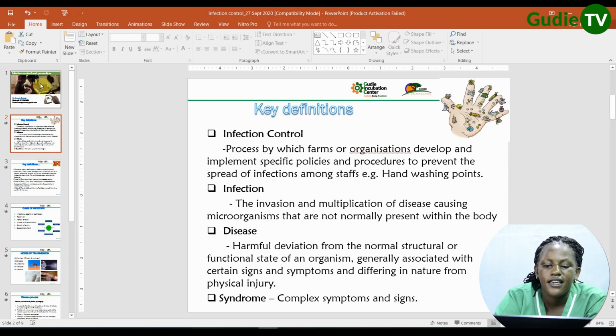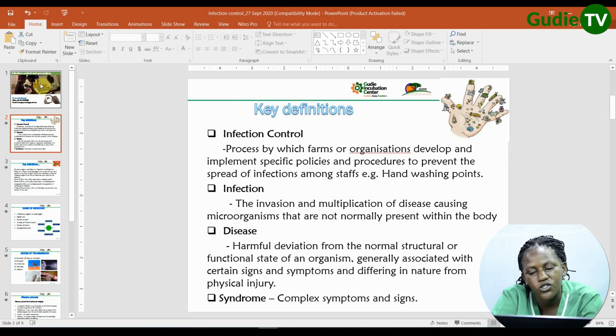Then the other term we are going to look at is a disease, which simply means harmful deviation from your normal state of life. Anything that diverts you from your normal state of life is called a disease. So in a disease, we have several signs and symptoms depending on the condition you're facing.